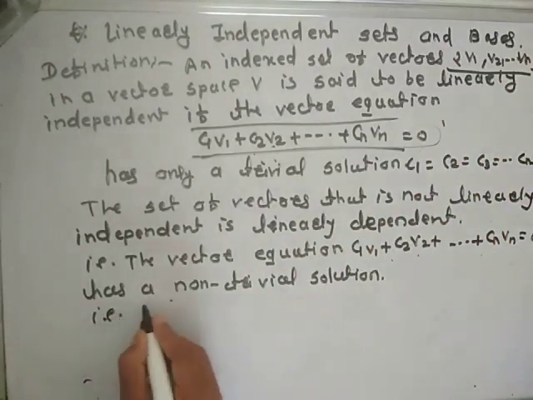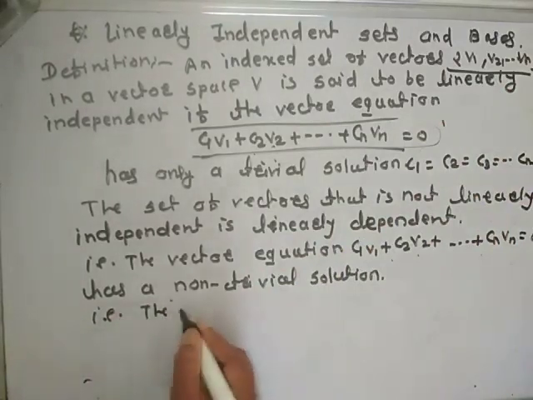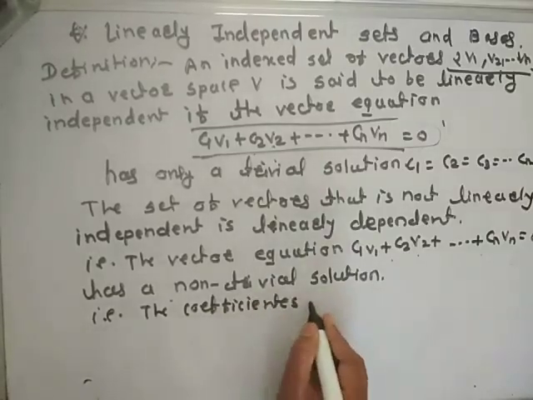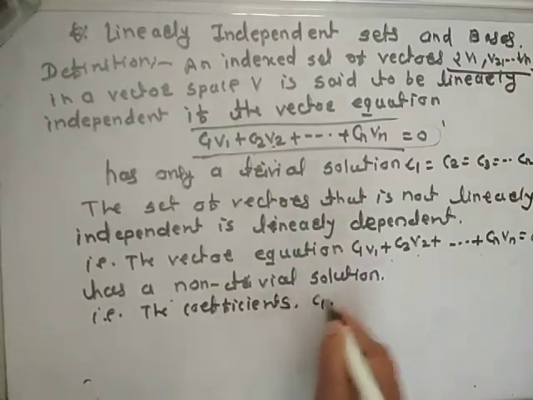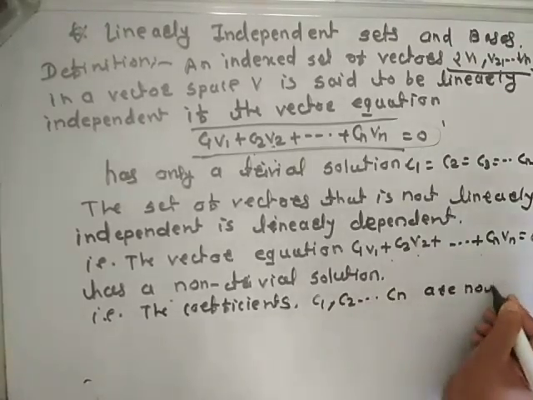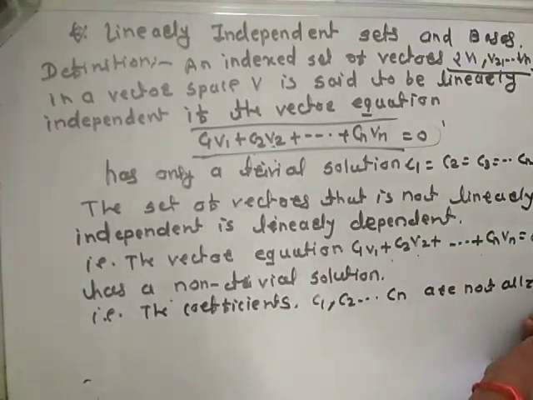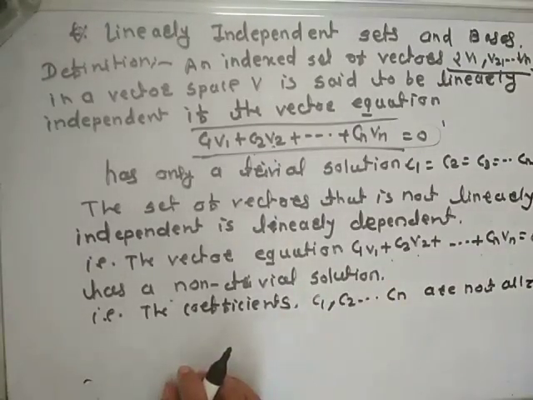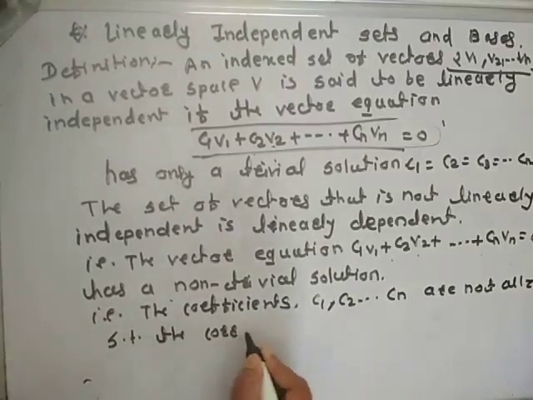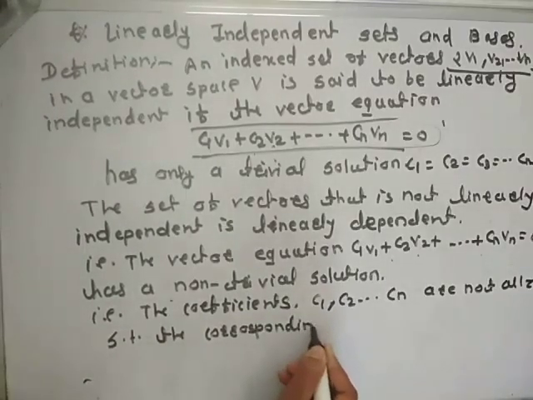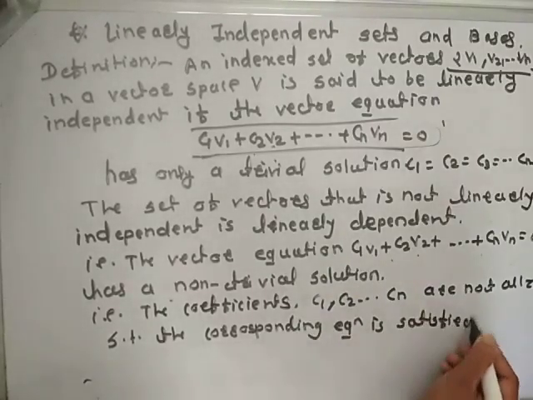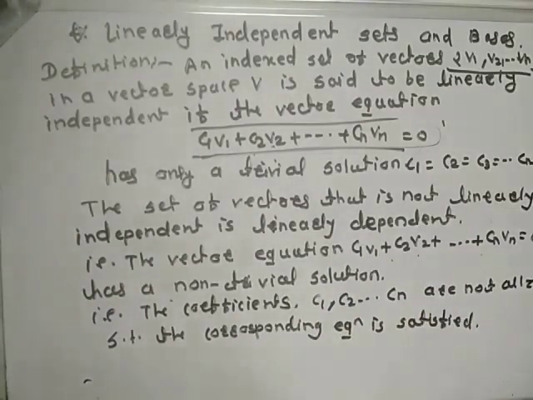Again, write down: that is, the coefficients c1, c2 and so on cn are not all 0, such that the corresponding equation is satisfied.